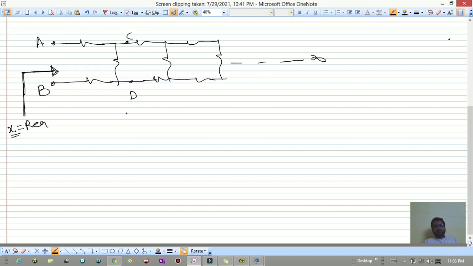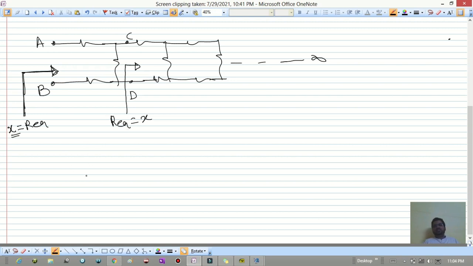Now, if I consider the equivalent resistance between C and D, what is the equivalent resistance? What do you think? What is the equivalent resistance if I just remove one part of it? It must be the same, right? X. Why? Because it is still infinity. If you remove one from the infinity, nothing will happen, isn't it? So between C and D, it is R equivalent, that is X only.